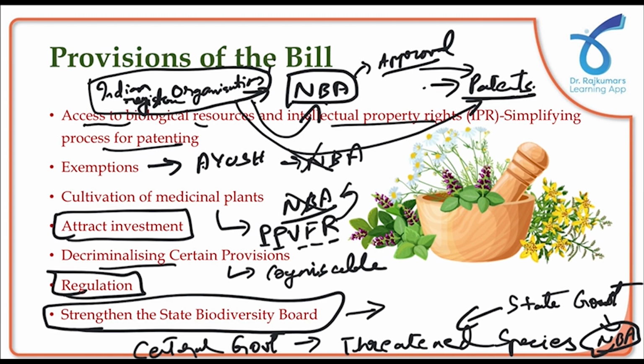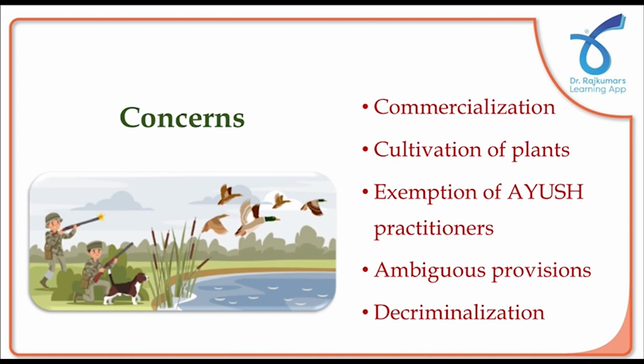So we see with these kinds of provisions, the State Biodiversity Board has been strengthened, and also we find that the Act tries to streamline the process of patenting and tries to improve investment as well as fair and equitable sharing of resources. Well, we find that the bill increasingly focuses on commercialization, and the foreign companies might try to use the loopholes in the system and make maximum use of it, right? The bill still needs a thorough reading and needs to address the loopholes that are present.